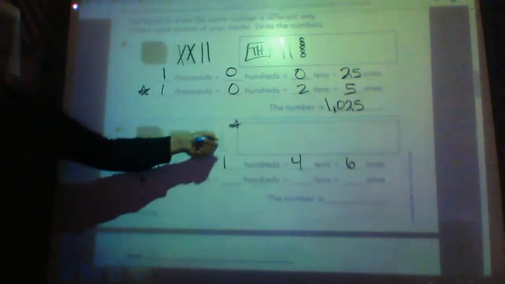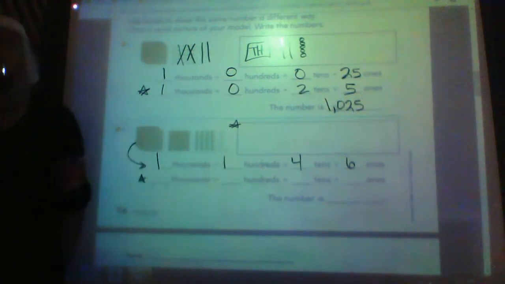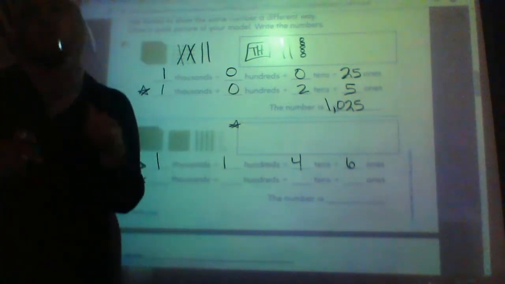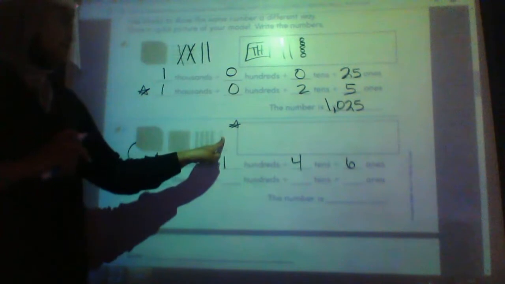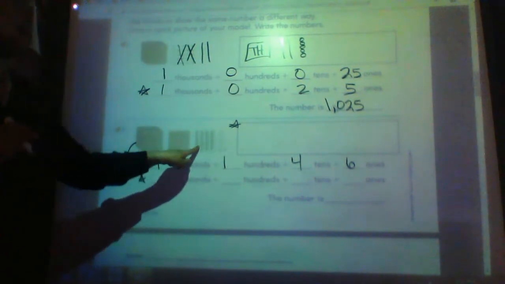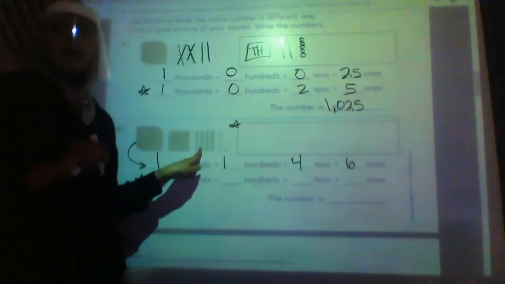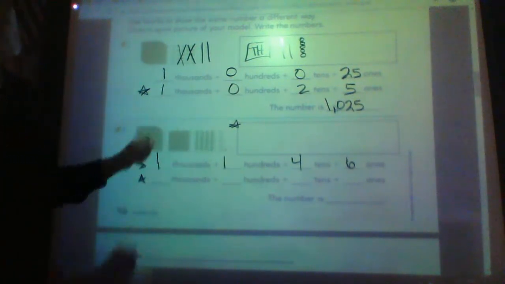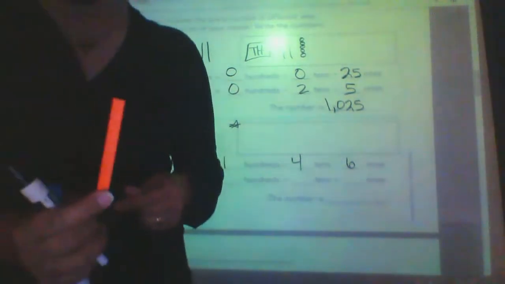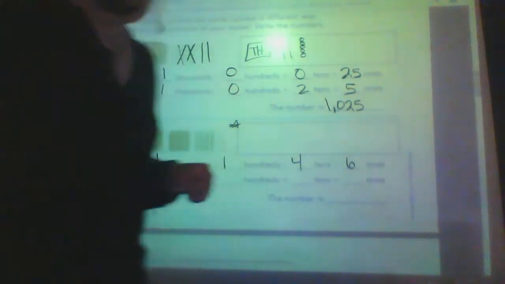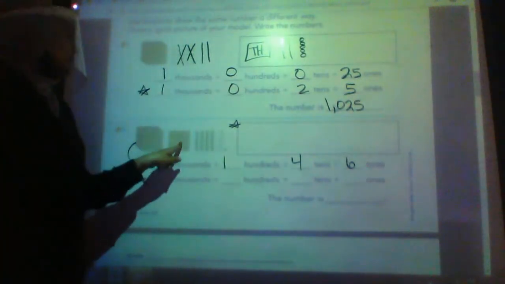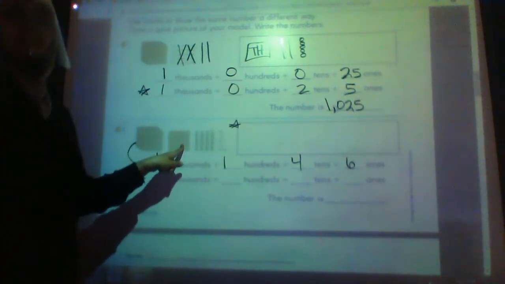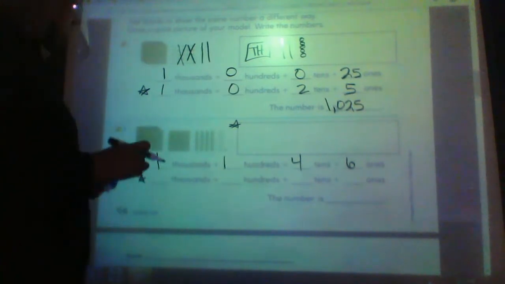We can't break apart the ones. We can't put the ones together like we did before to make a 10 because we don't have enough. These are only 6 ones. We need 10 ones to make 1 ten. Can we put the 10s together to make 100? No, because these are only 1, 2, 3, 4 tens, and we need 10 tens to make 100. So that's not going to work. Can we break apart the 100? Yes, we can. So let's do that.